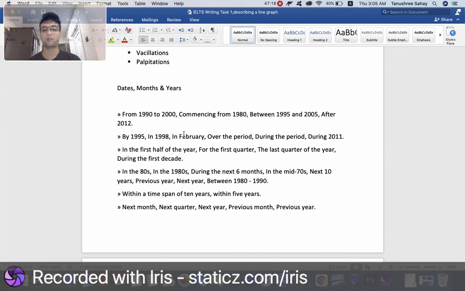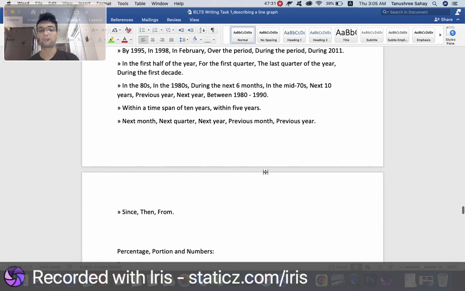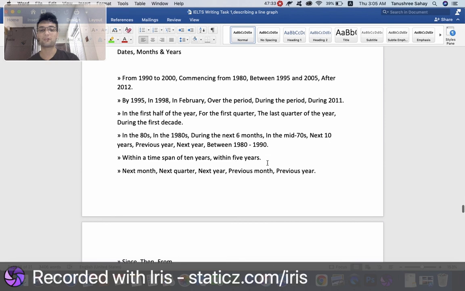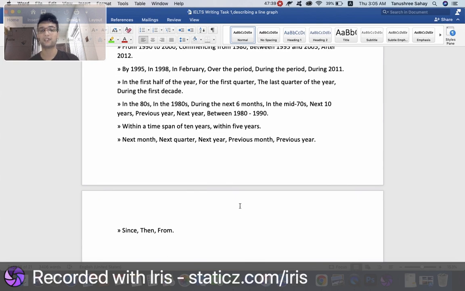When you say in, please do not misuse it. With months, we use in. With days, we use on. So check these things here too. I know these things are easy, but just check them. Or you can say within a period of 10 years, or within a time span of 10 years, or within 10 years.